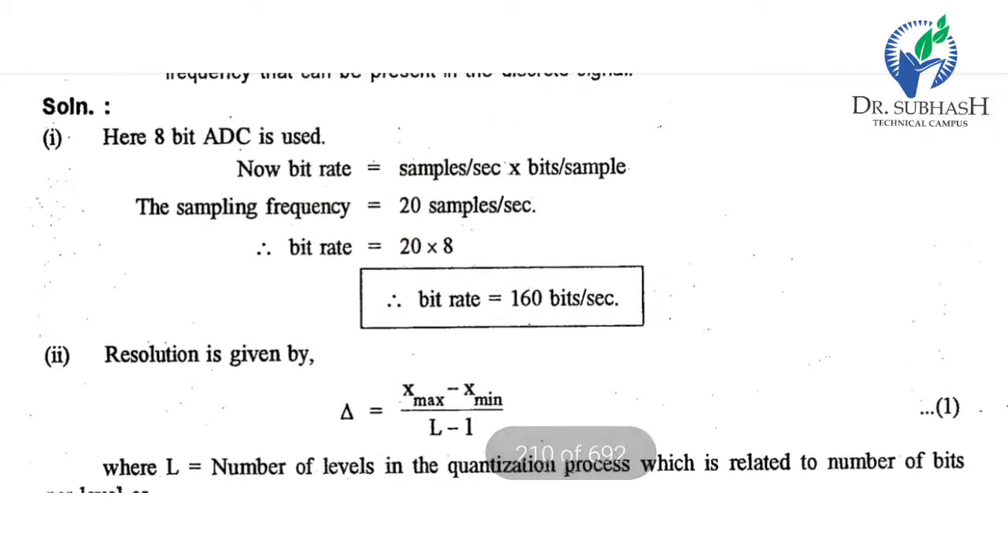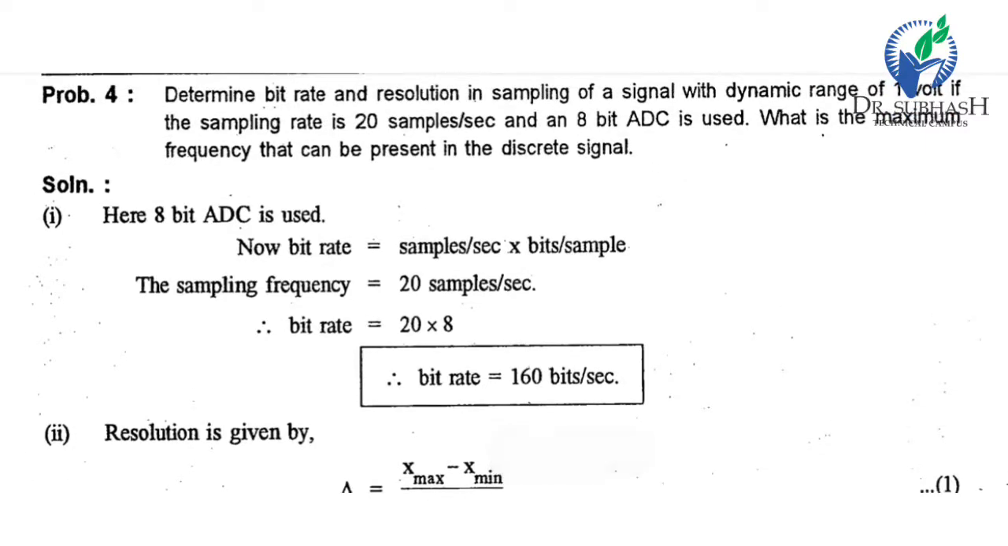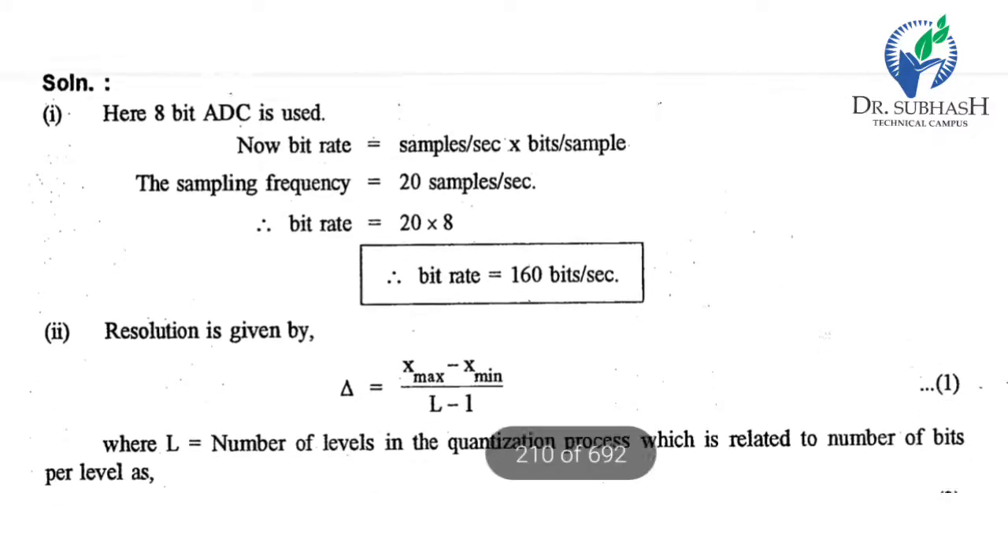So it transfers 160 bits in a single second, because each and every sample is 8 bits and in 1 second they are transferring 20 samples. So bit rate is 20 multiplied by 8, that is 160 bits per second.